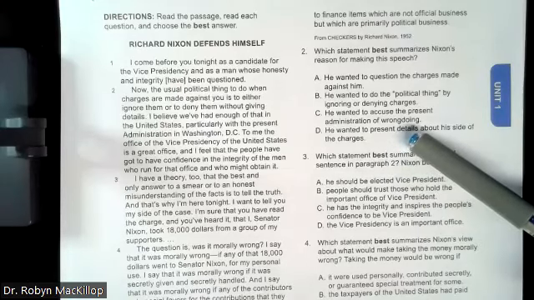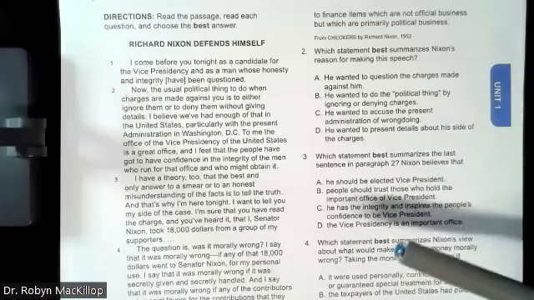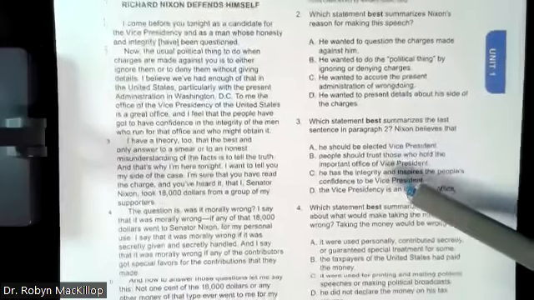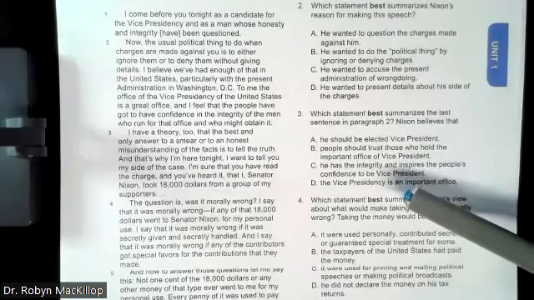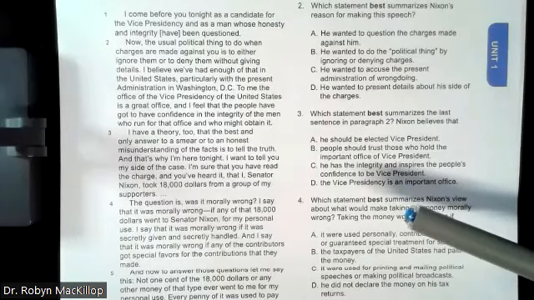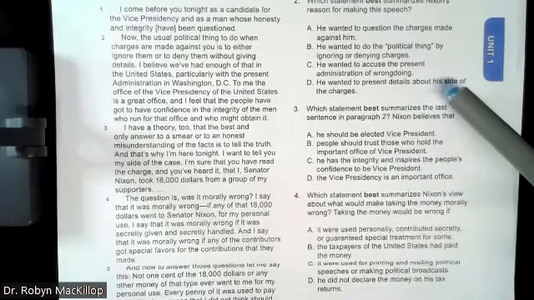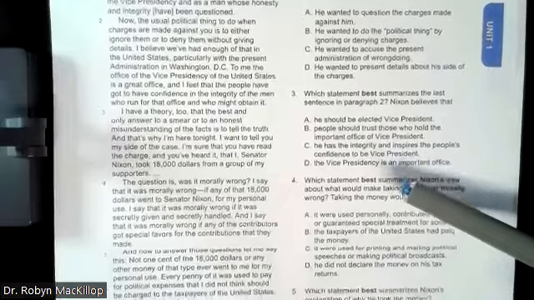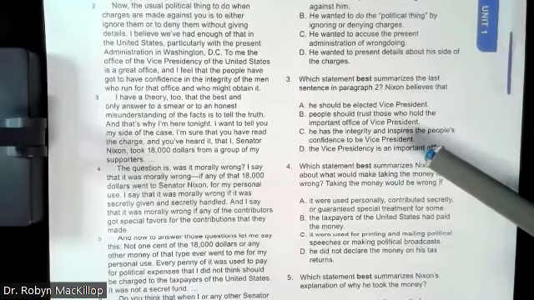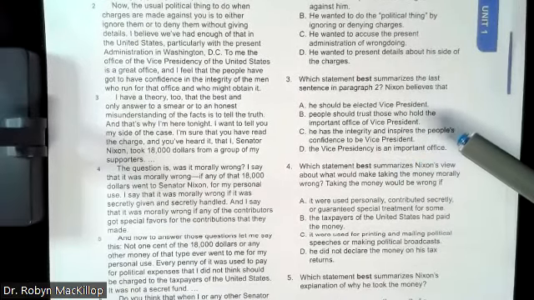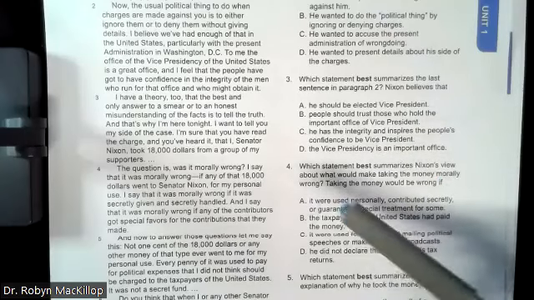D. Yes, perfect. He wanted to present his side. He didn't deny it. He was given the 18,000 from somebody, and he did not deny that. So yeah, he just wanted to say why it was okay that he took it. What statement best summarizes the last sentence in paragraph 2?